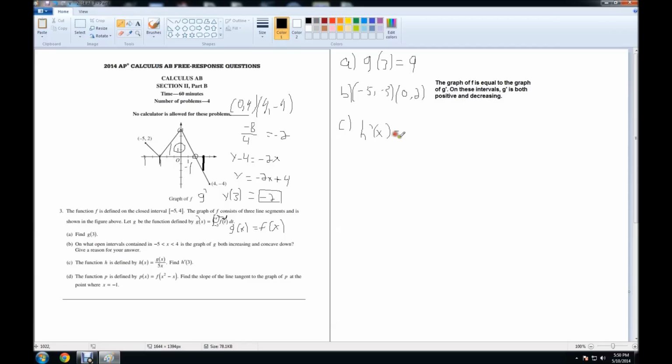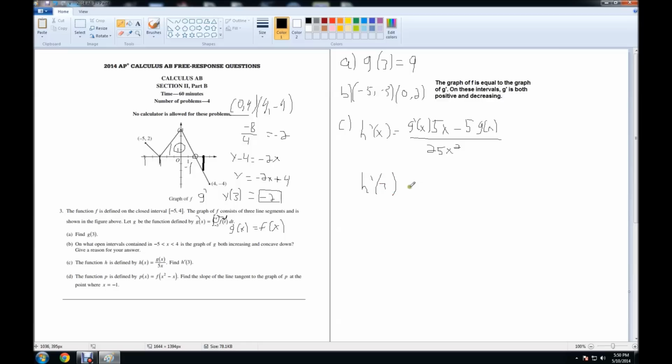is equal to, now this is the quotient rule. So if you remember, it's the derivative of the top, which is g prime of x, times the bottom, 5x, minus the derivative of the bottom, which is 5, times the top, which is g of x, all over the bottom squared, which would be 25x squared. It's asking us to find h prime of 3. So let's just plug in 3 for x and let's see where we go from there.